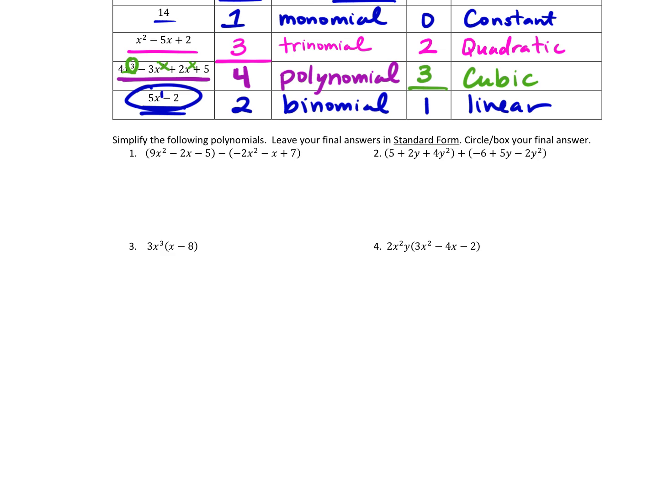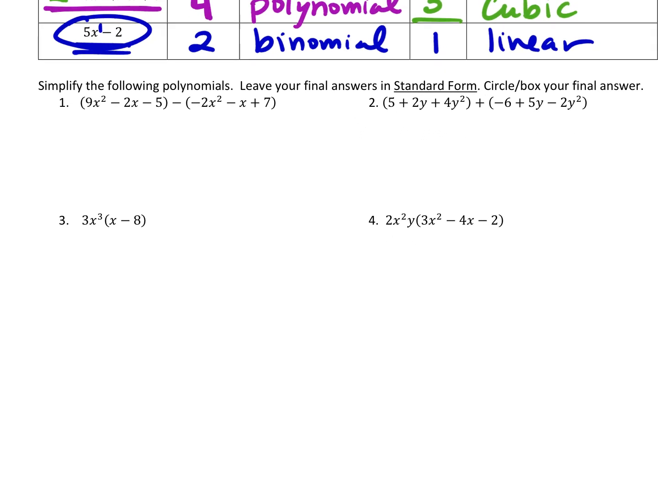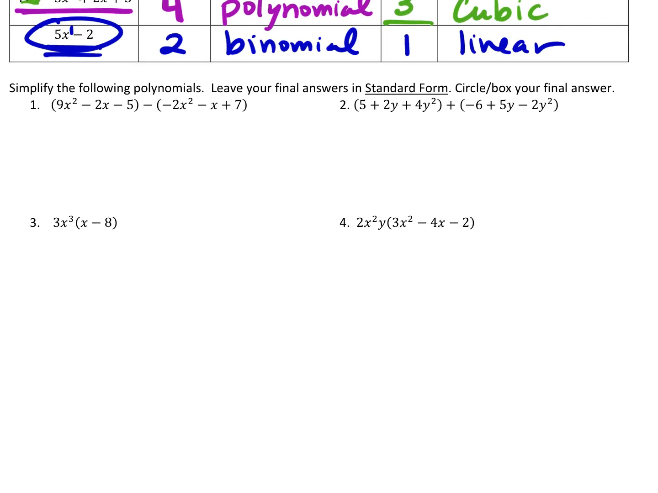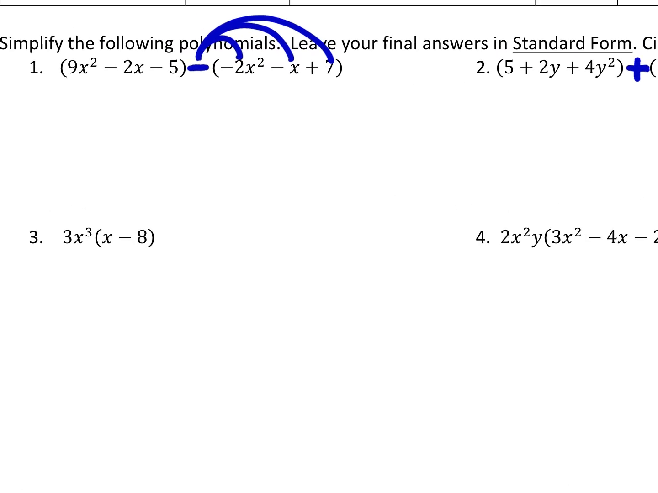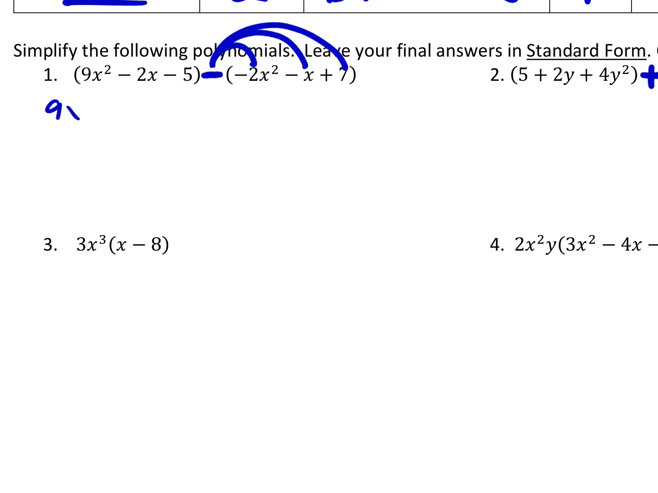We're going to be simplifying. And you really have to be careful when you simplify with this sign. Okay, there's the minus and there's the plus. When it's a plus, it doesn't change much. But when it's a minus, it changes a lot. You essentially are distributing a negative to all 3 of those. So if you want to rewrite it, you absolutely can. This would be 9x squared minus 2x minus 5.